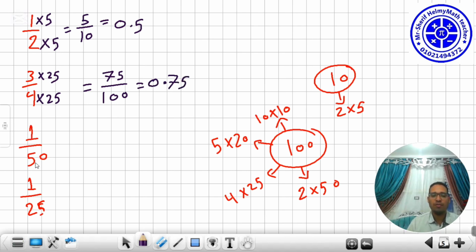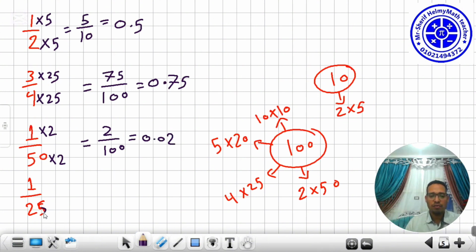Here we have 1 over 50. How to convert it to decimal? First, think of 10. Do we have any number multiplied by 50 equals 10? No. 100? Yes. Because 50 times 2 equals 100. So here multiply by 2 and here multiply by 2. So it will be 2 over 100. 2 over 100 is the same as 0.02.